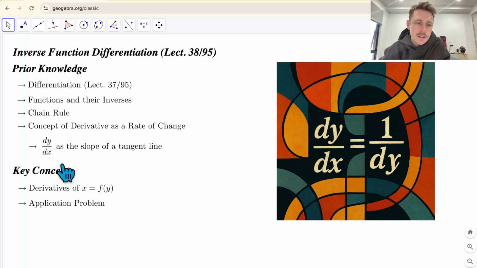So dy dx as the slope of a tangent line at a point. So first principles type stuff about what fundamentally is differentiation. It's analysis of change. So that sort of stuff.